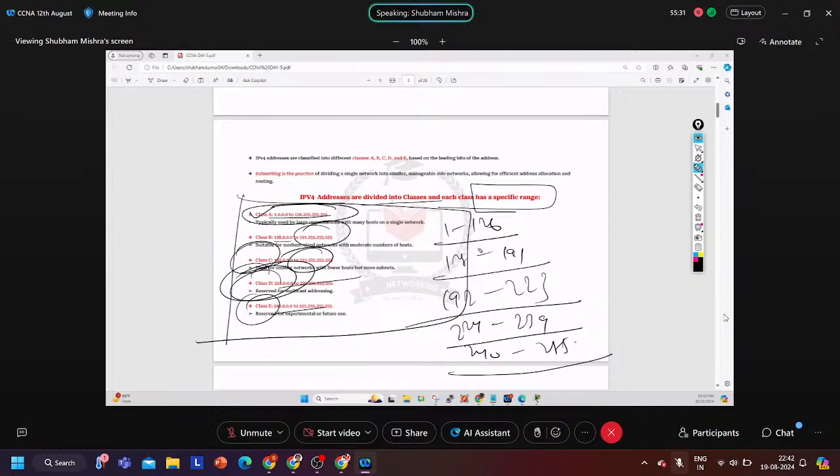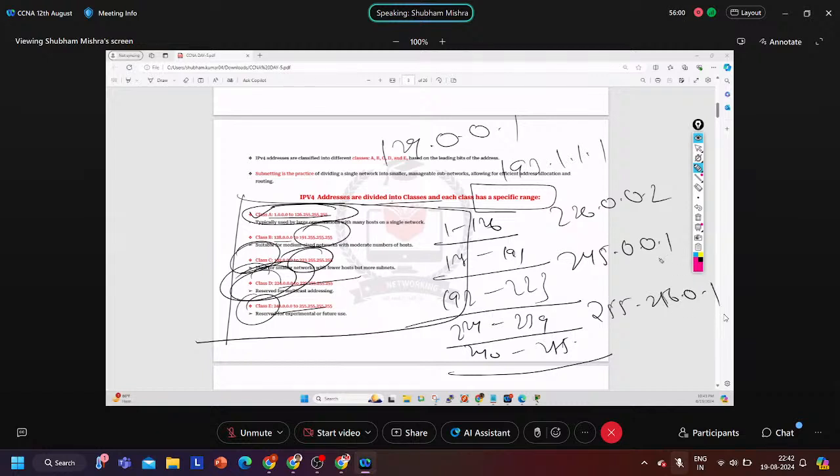Clear? For example, let's suppose I write the IP address 192.0.0.1, then 193.1.1.1, then 226.0.0.2, then 245.0.0.1, and let's suppose I am writing 255.256.0.1. Now I am asking again one by one.